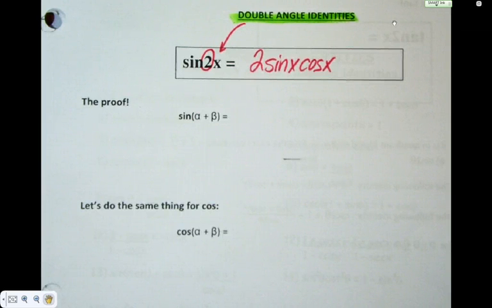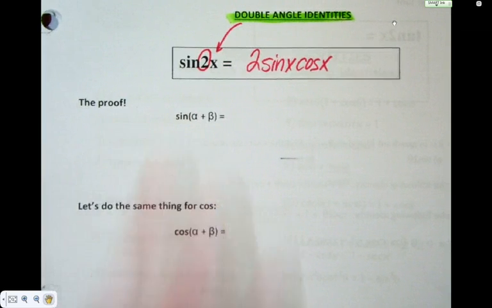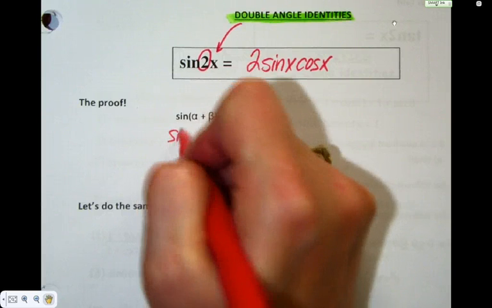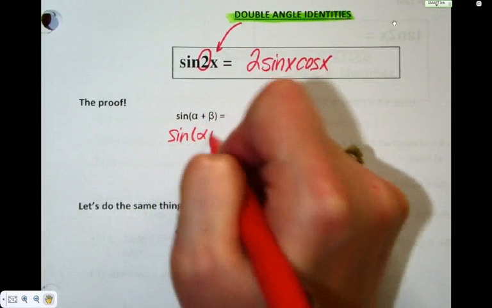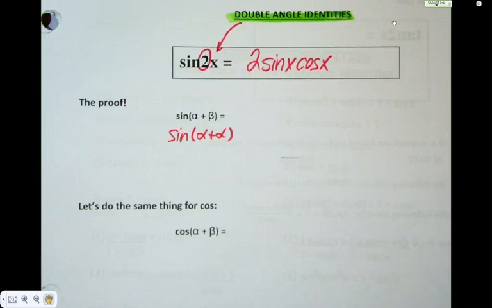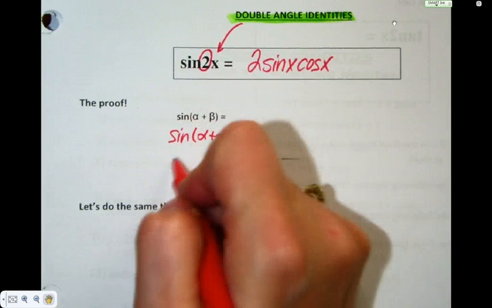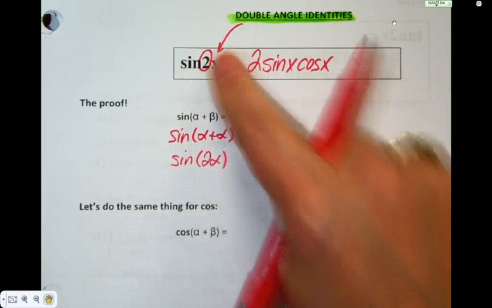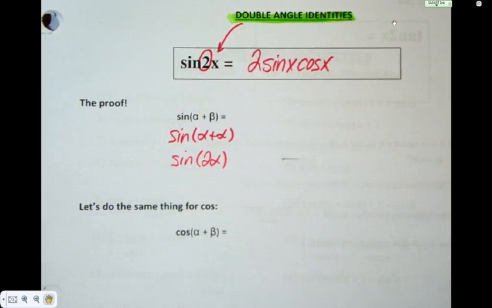Better? Okay, so the proof actually comes from the formula we looked at yesterday, which was sine alpha plus beta. And what a double angle means is that the two angles are exactly the same. So I'm going to make this alpha plus alpha. I could have made it beta plus beta, x plus x, theta plus theta. I just chose alpha because I kind of like drawing them. You can write whatever you want. And if I simplify inside the brackets, what's alpha plus alpha? 2 alpha.